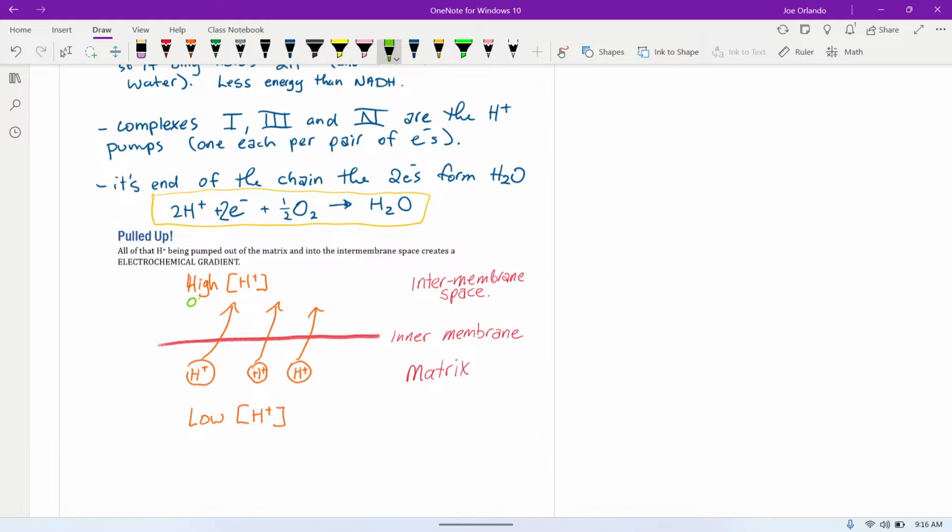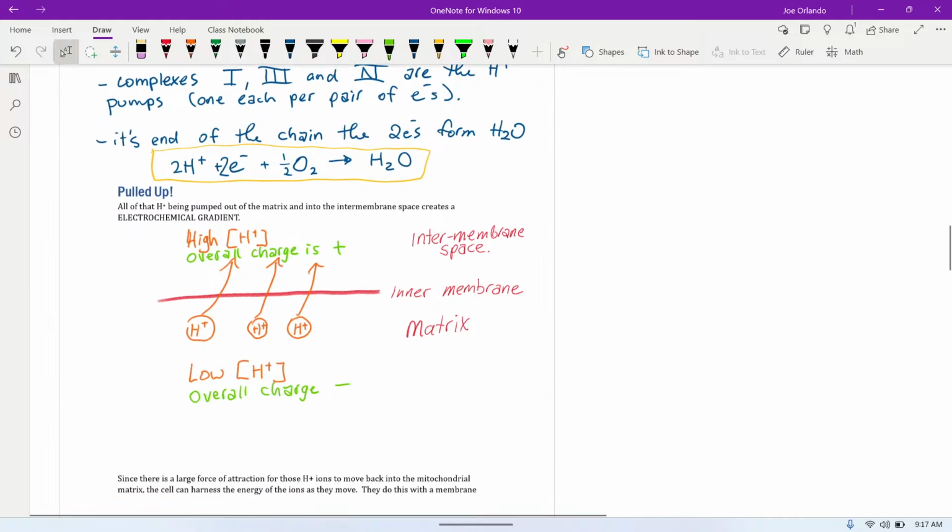And of course, what's going to be the overall charge out here? The overall charge is positive. And the overall charge in here will be what? Very good. And so this makes what we call an electrochemical gradient. That's the other term we can use for this. We say it creates chemiosmotic pressure, or a chemiosmotic gradient. That's true. The other term you'll see used is an electrochemical gradient.